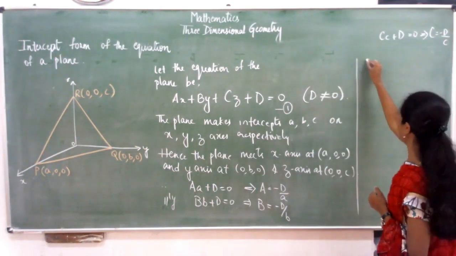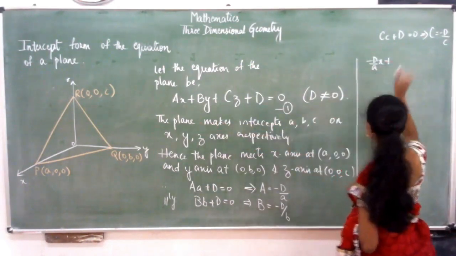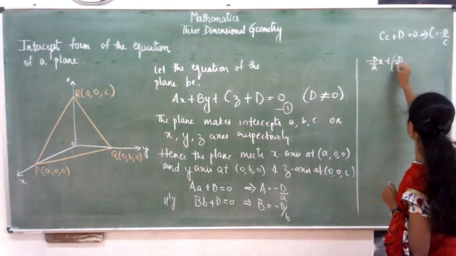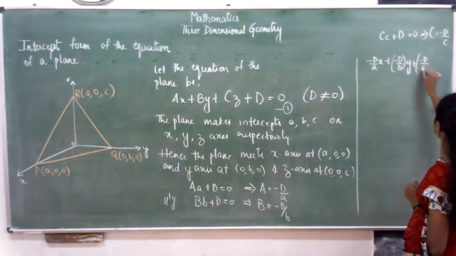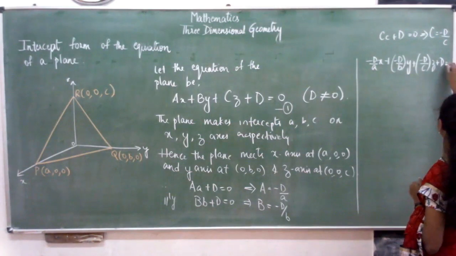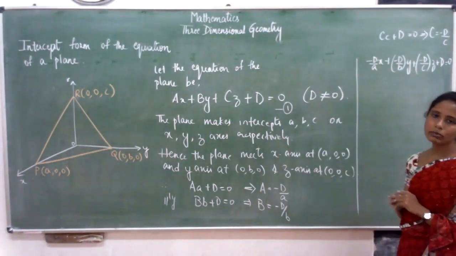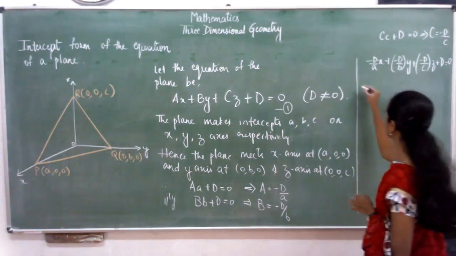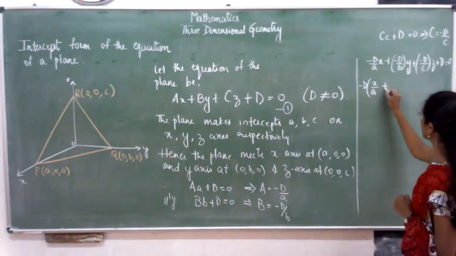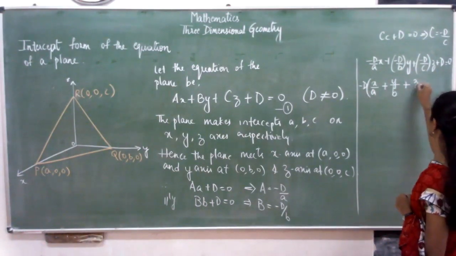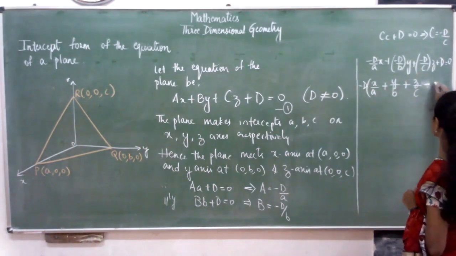So I get it as a, what is the value of a? Minus d by a into x plus, next we have b, that is minus d by b into y plus c, that is minus d by c into z plus d is equal to 0. From this equation, in the numerator, I will be able to take minus d common. If I take minus d common, I'll get x by a plus y by b plus z by c, and minus 1.